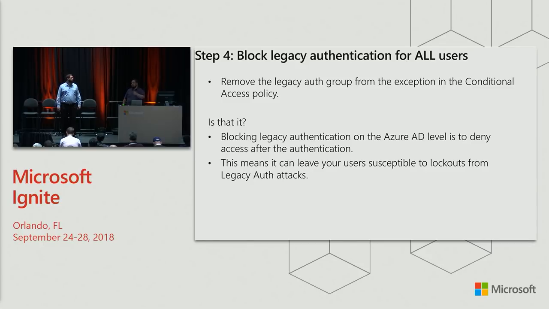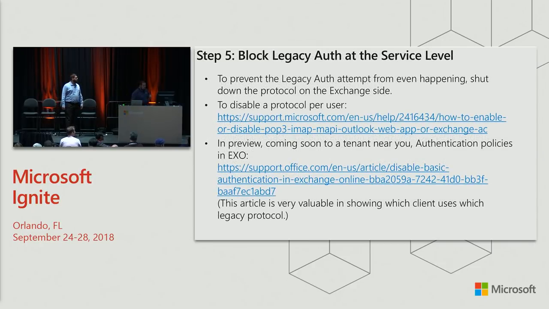It doesn't protect you from the guy who's hammering away at you to lock out your accounts, or just password spraying, and somehow, let's say we're not detecting that there's a password spray going on, and they cause sporadic lockouts in your tenant. Okay? So what to do about those guys? That's where the last slide comes in. You block the legacy auth at the service level. You go to the Exchange side, and you start saying, I don't need this protocol.